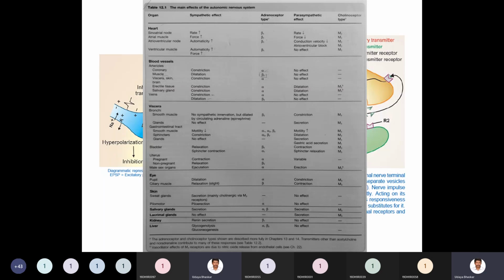And if you see the gastrointestinal tract, smooth muscle will have alpha 2 and beta 2, so the motility is decreased. And for sphincters, those sphincters' motility will be decreased.